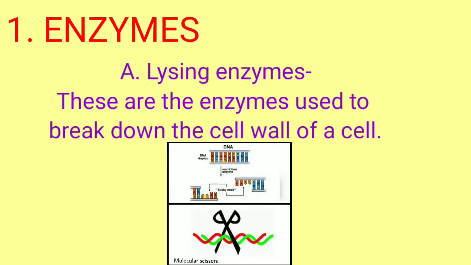And the first tool that I'm going to discuss here is the various types of enzymes. So this is an enzyme dependent process. Here I'll group some types of enzymes that are used right from the beginning for genetic engineering. And the first type is the lysing enzyme. Lysing enzyme, as you know, the word lyse means breaking down.